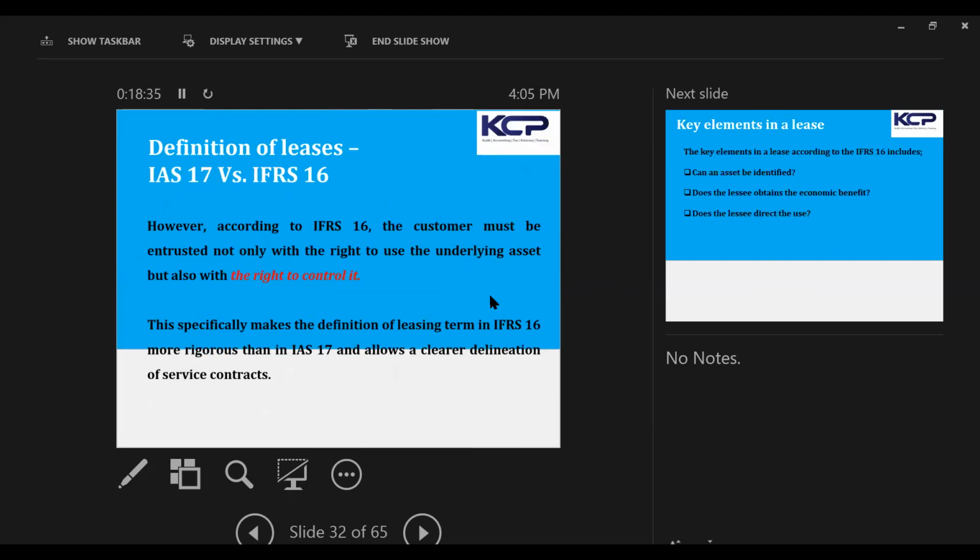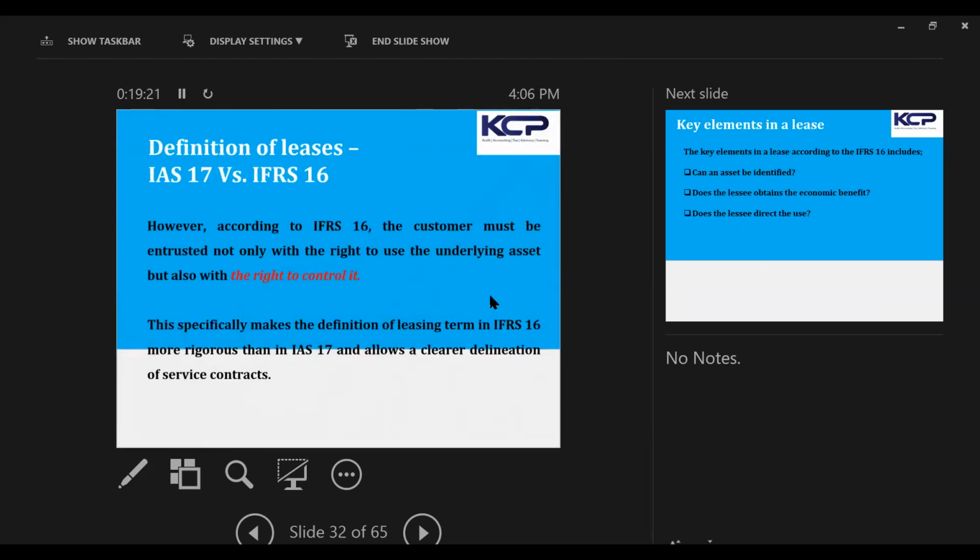So one important concept here is that according to IFRS 16, the customer must be entrusted not only with the right to use the assets, but the underlying assets must also be in its control, right? Remember that was also the intention under the original finance lease, right? Before I can say something is a finance lease, I must not only have control over it, but there must be evidence of the risk and reward that comes with it, which is a typical display of the control, right? So that's that.